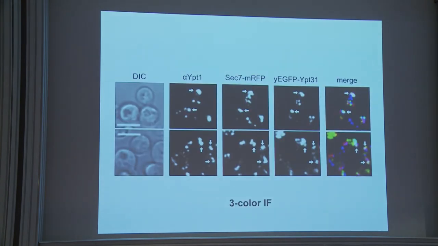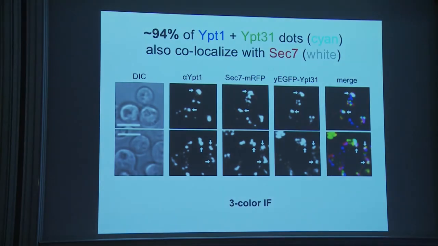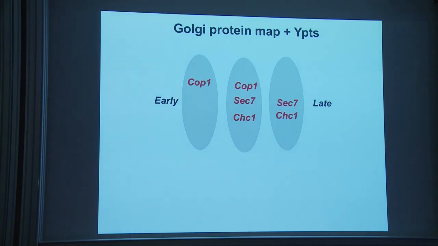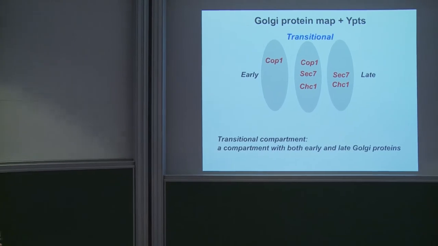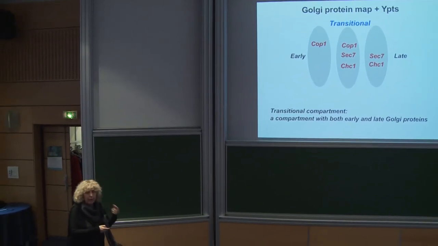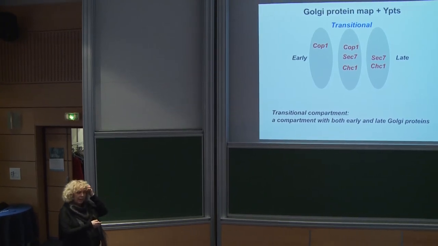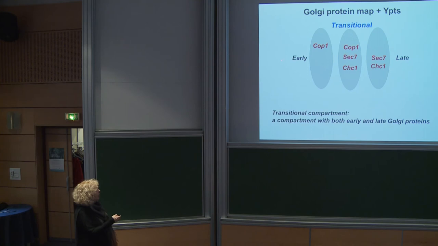So we also did some three-color IF with all the combinations, and we could show, again, this is the point that I was trying to make earlier, YPT31-32 localized about 25% of them, but 95% of this localization happens only on the 6-7 compartment, okay? So now if we make a Golgi map with the YPTs, we have CUP1 early, we have 6-7 and CHC1 late, but we also saw some co-localization of early and late Golgi markers. And we called it a transitional compartment. I'm not calling it cis-medial trans because we didn't show that they really correlate with the enzymatic activities for cis-medial trans, but that's why we call them early, transitional, and late.